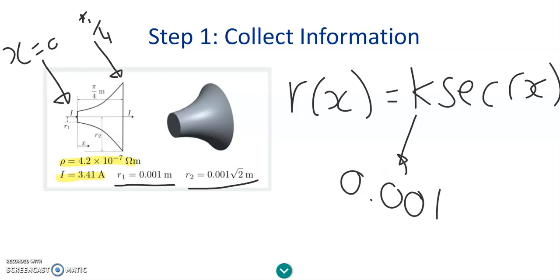And that's the key piece of information that you can derive from those two radius values. We now know how the radius changes with x, so we know the shape of the curve that this resistor takes. And then we can use this later on. So that's our information collection. We've looked at the information and asked, what can I get out of these numbers that I've been given and the information in the question?